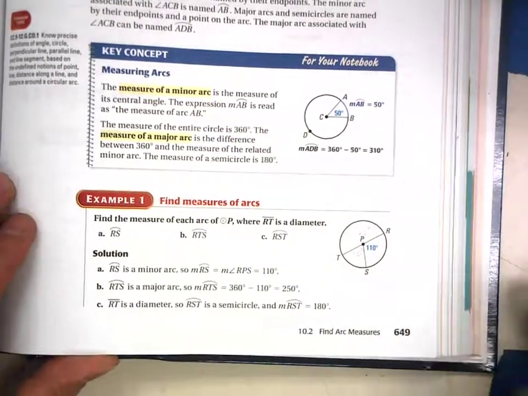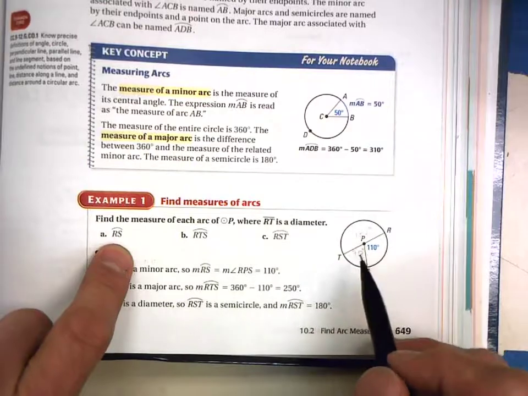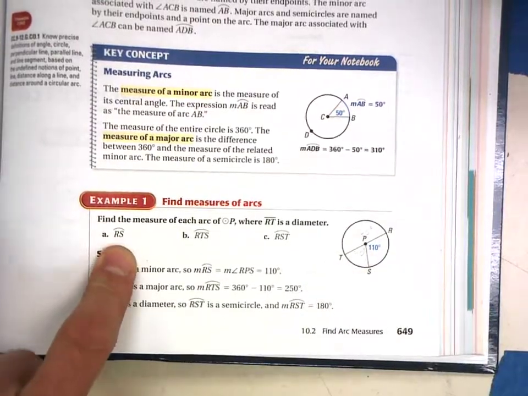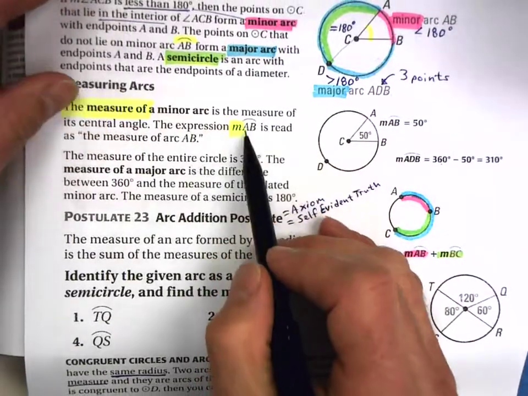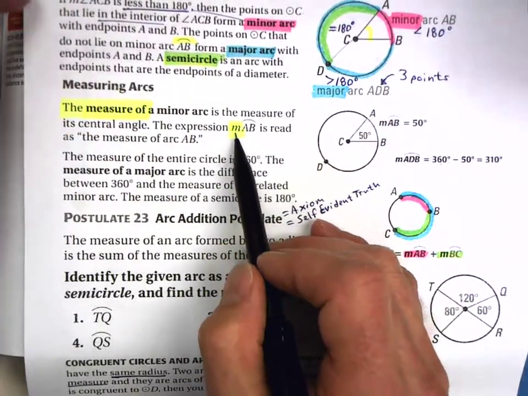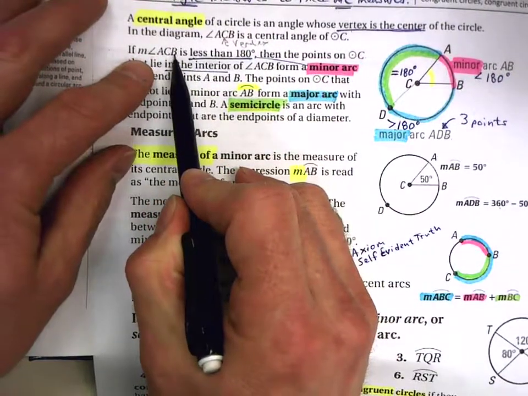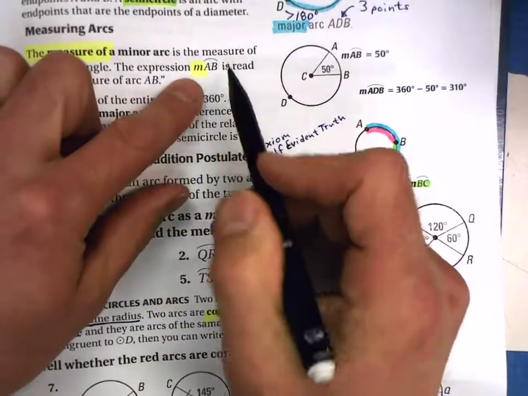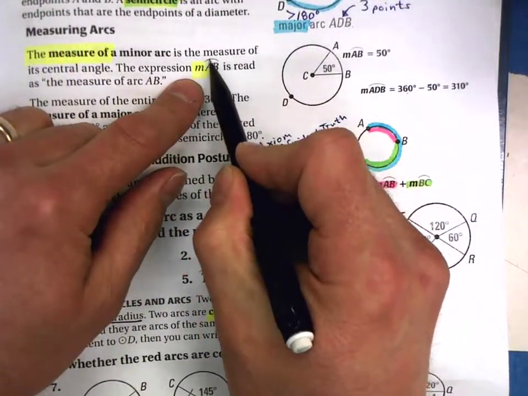Let's look at some examples here in our book. Example number 1, and we want to find the measure of this arc. Now, let me make sure to emphasize the notation. So when it has the italics lowercase m, this is the measure of angle ACB. So also here, we say this as the measure of arc AB.